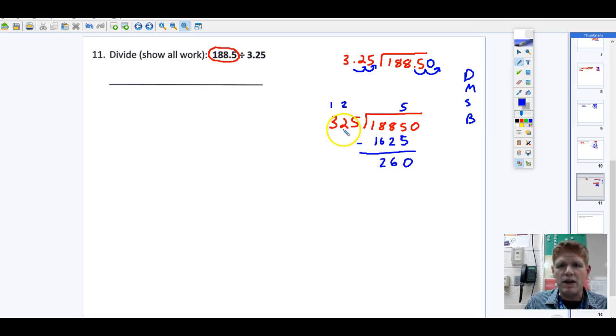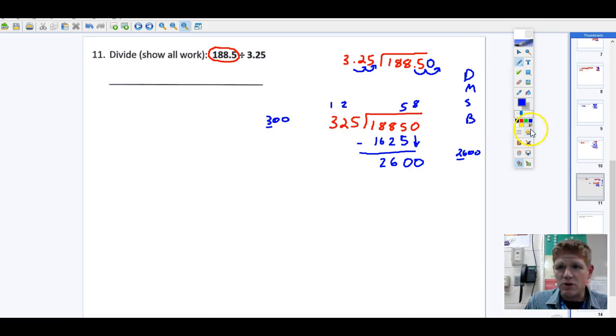Is this number smaller than that one? It sure is. So that means we're in good shape. We're going to bring down our next number. Does 325 go into 2,600? I sure hope so. It'll go about the same number of times that 300 will go into 2,600. And that's about the same number of times that 3 will go into 26. Well, 3 goes into 26 about 8 times. So I'm going to try 8 as my guess.